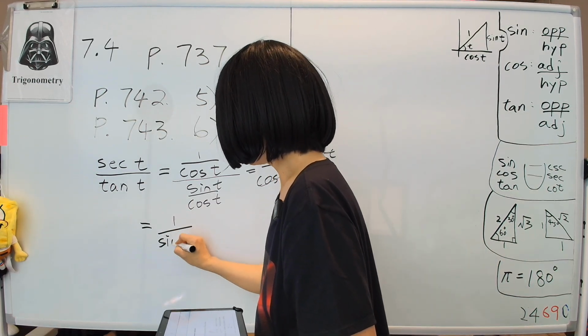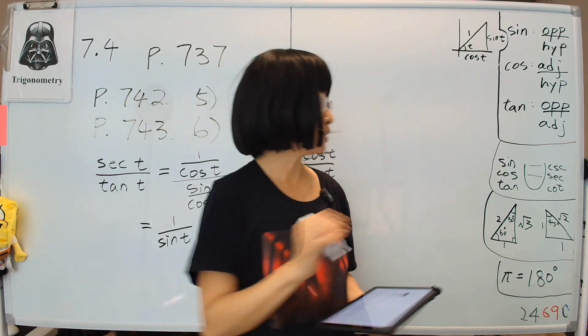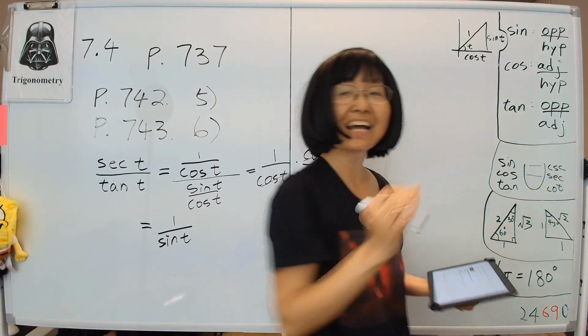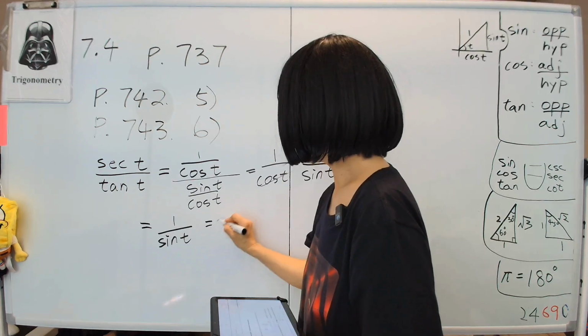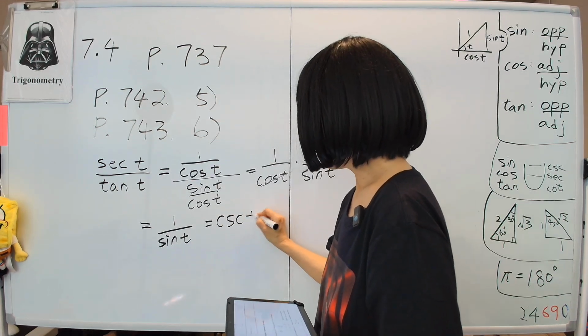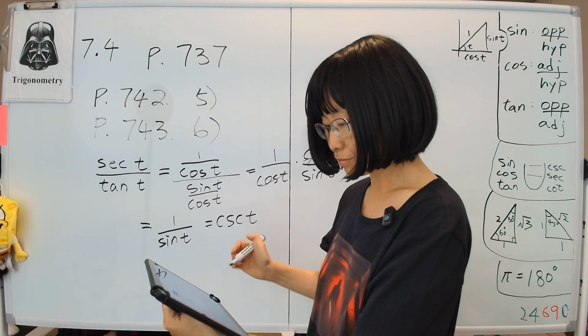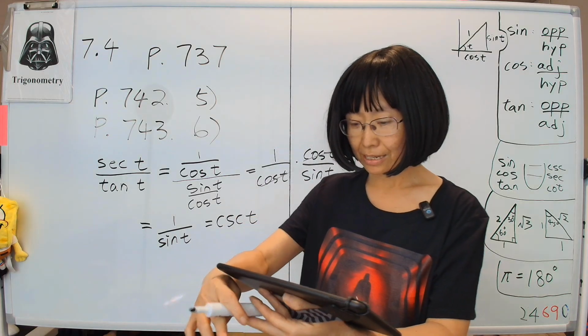And you can also write down, being that 1 over sine t is cosecant, okay? Cosecant is flipping sine around. And so we can also write this as the cosecant of t. Yep, and that is what the book says. Okay, so that's example 6.